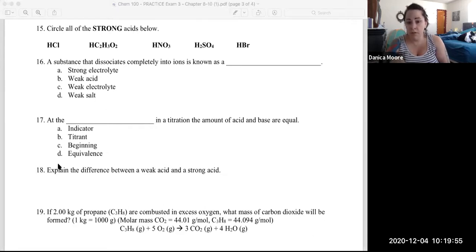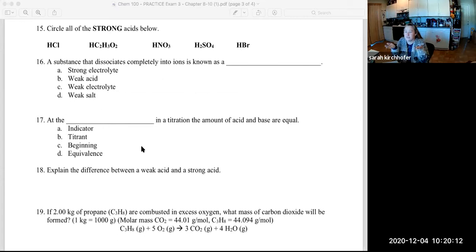Endpoint or equivalence point is when the amount of acid and base are equal, right? This is also known as the neutralization, or should be around a neutral pH. So in my brain, it's just when it gets balanced, when it's at its easiest.